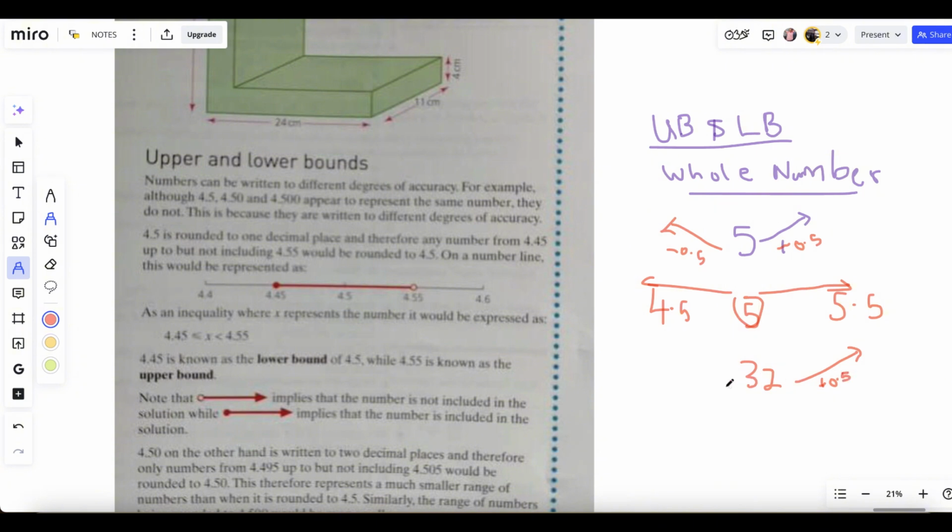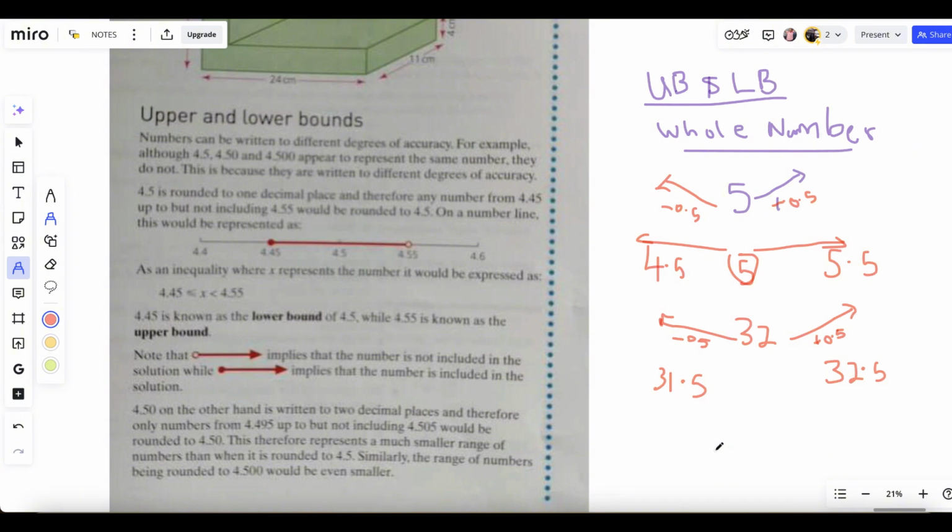Sometimes the textbook makes it very complicated. So here you minus 0.5. In the upper bound, we get 32.5 of this number, and in the lower bound, we get 31.5. Okay, so for all whole numbers, this is just what it is, the upper bound and lower bound.